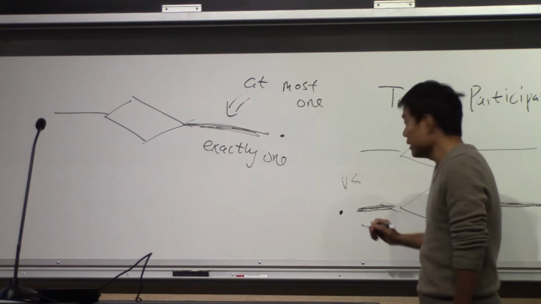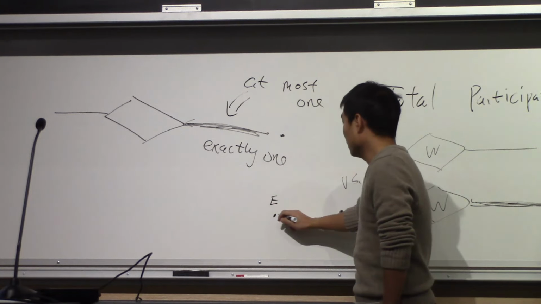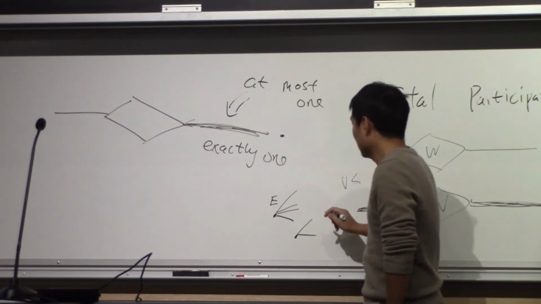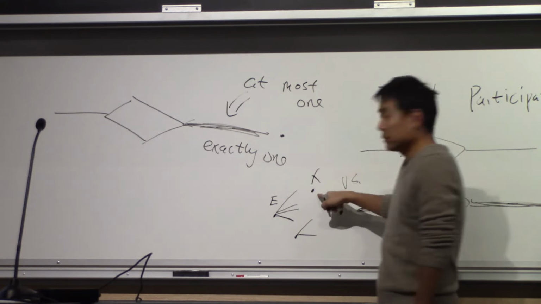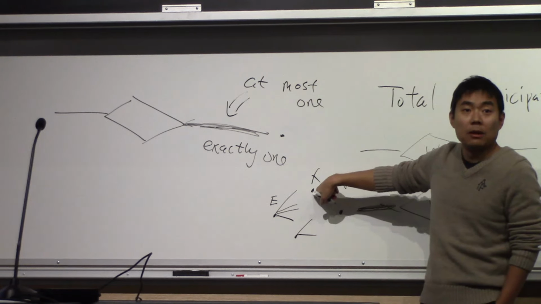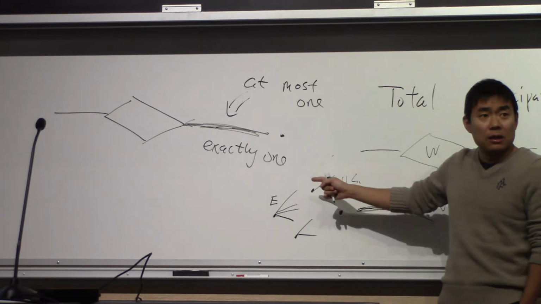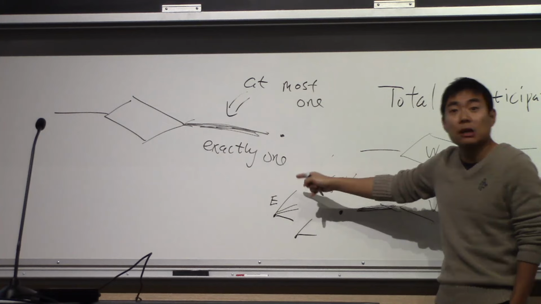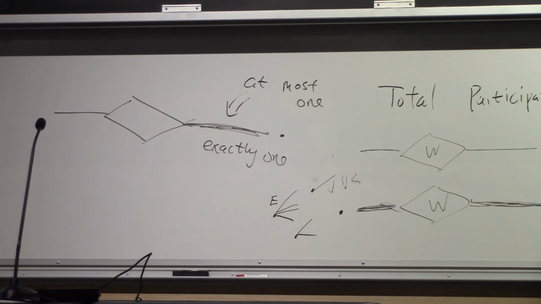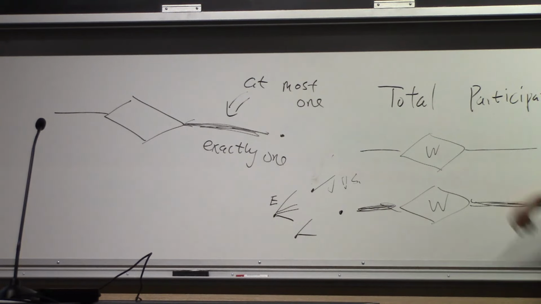So I'm going to repeat what Dylan has just said. So let's consider this. Works in, versus works in with the bold line. Okay. What's the difference between the two? As he has just said, what this means is each employee can work for multiple departments, but you must work for at least one department.